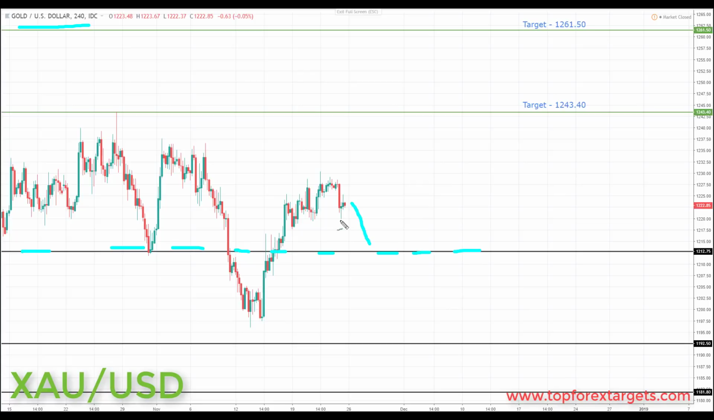So if we get a pullback and a retest of broken resistance turning support at the 1212.75, this is an area we can start to consider potential longs in gold. We're going to be looking potentially up to the next key area of resistance to the upside and the target set at the 1243.40. And if we get a break through here, we're going to be looking up towards the next key area of resistance to the upside and target 2 at the 1261.50.